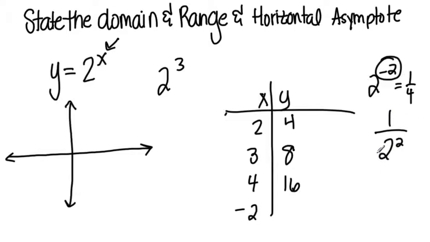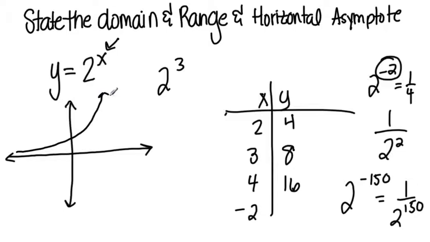So why would I never reach 0? Because it's just going to go in the fraction. Because 2 to the negative 150 would be 1 over 2 to the 150th. 2 to the 150th is a huge number. But 1 divided by a huge number is what? A really, really small number, right? So what does this look like? This.